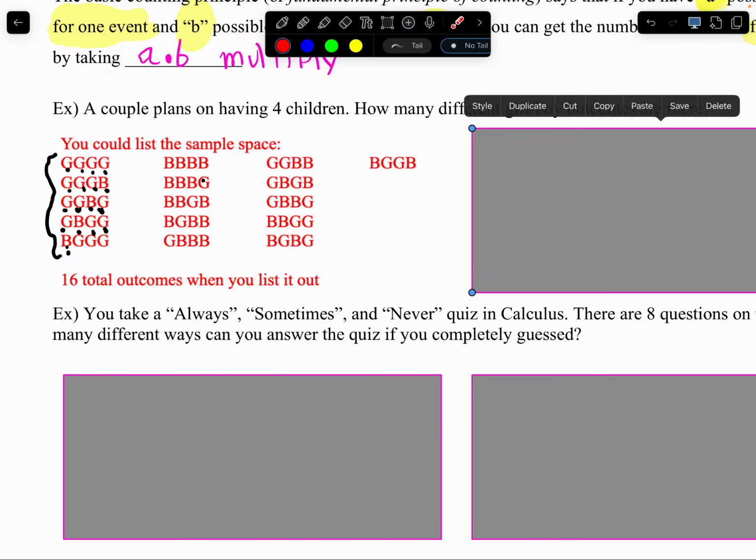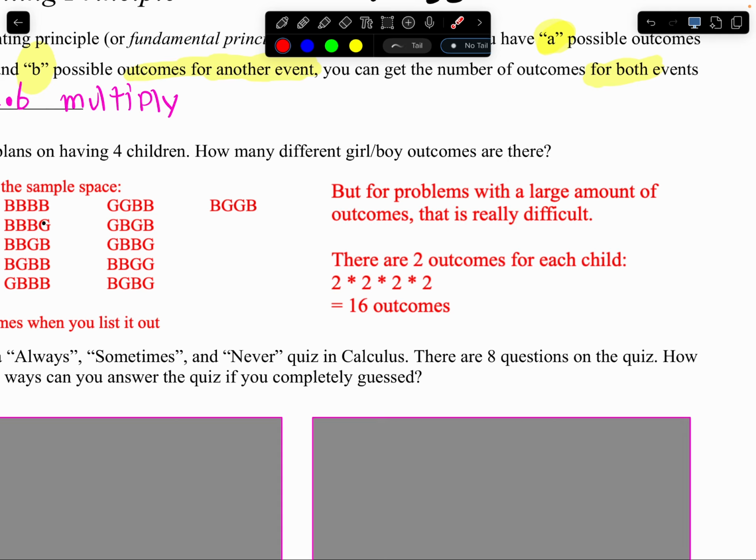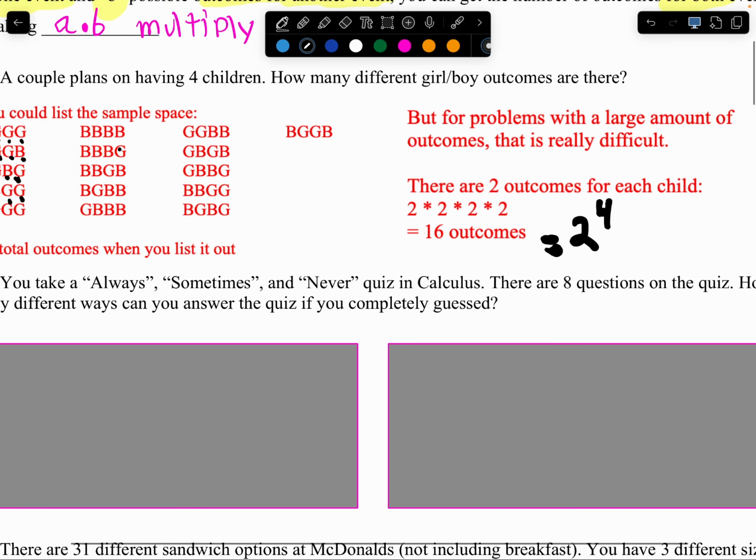You might also find an easier way to do that if you can think of it, especially if you have a lot of outcomes. You could say that there are 2 outcomes for each child, girl or boy, and they're doing it 4 times. So it's 2 times 2 times 2 times 2, 4 of those 2's together, right? Don't say 2 times 4. That would be wrong. That would give you a smaller number than you really need. You could write it as 2 to the power of 4, and that's equal to 16, right?